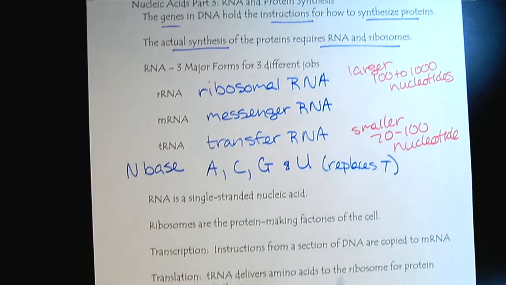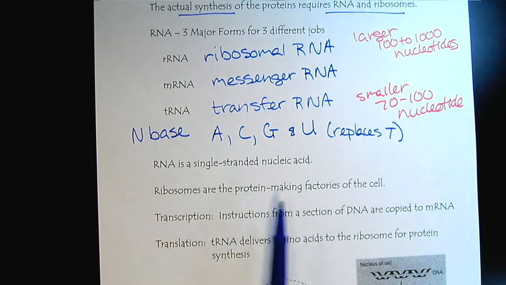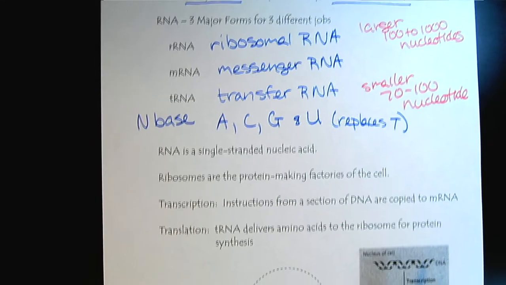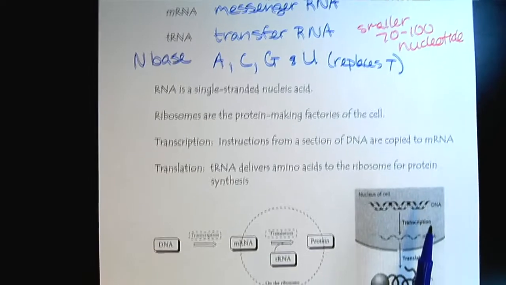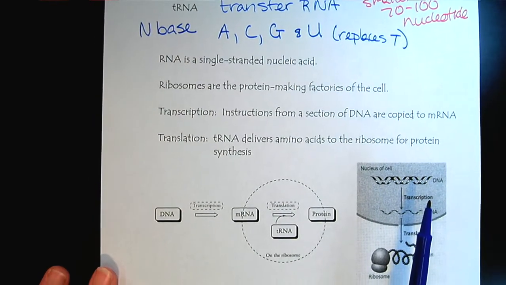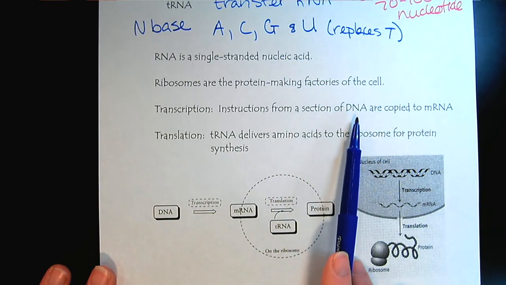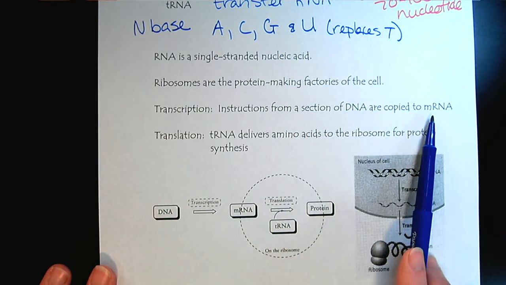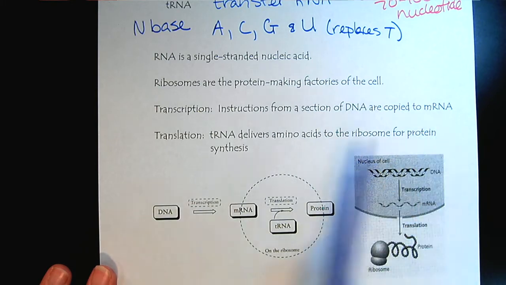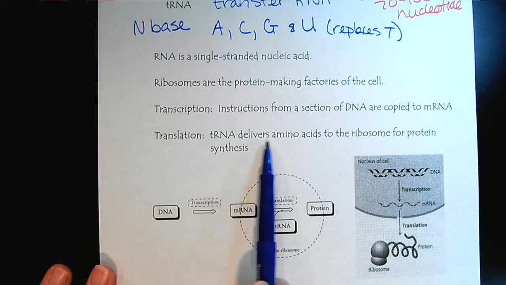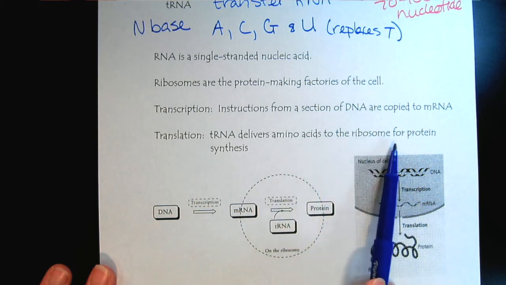And then remember from our introduction, ribosomes are the protein-making factories of the cell. And so in this tutorial, we're going to focus on 2 main processes. We're going to look at transcription. This is where the instructions from a section of the DNA are copied to the messenger RNA. And then we'll look at translation, where transfer RNA delivers amino acids to the ribosome for the protein synthesis.